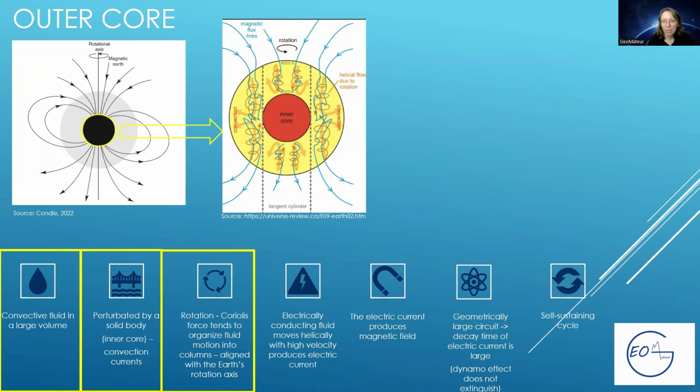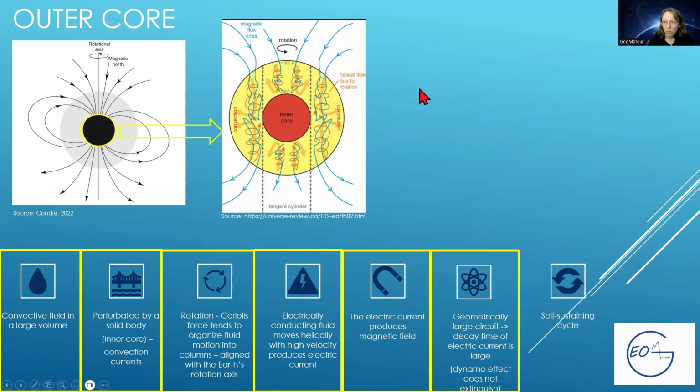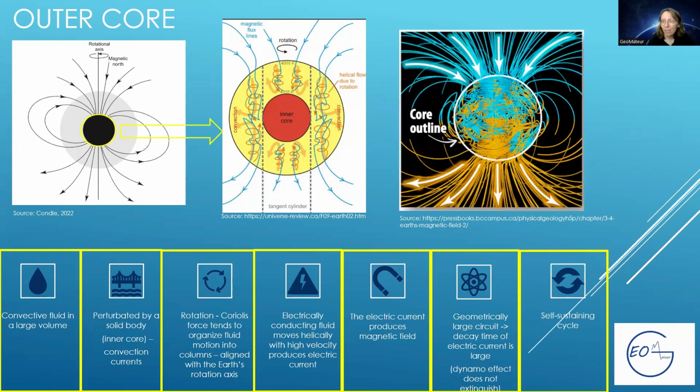Coriolis force tends to organize fluid motion into columns aligned with the Earth's rotation axis. And electrically conducting fluid moves helically with high velocity, produces electric current. And the electric current produces magnetic field. Geometrically large circuit causes that decay time of electric current is large. So that's why dynamo effect does not extinguish. So it's a self-sustaining cycle that gives us the wonderful magnetosphere.